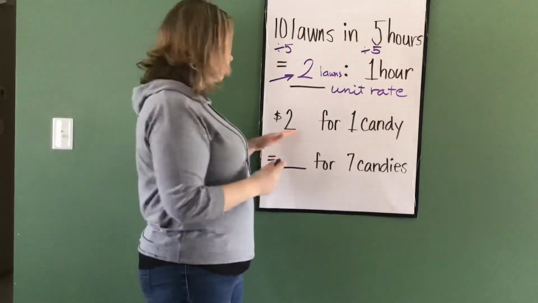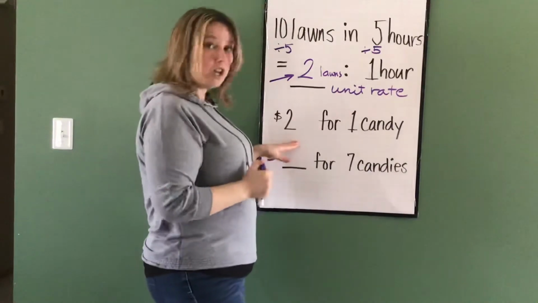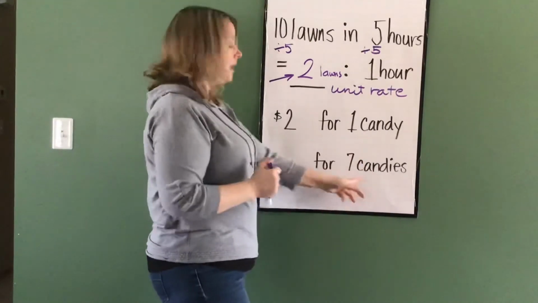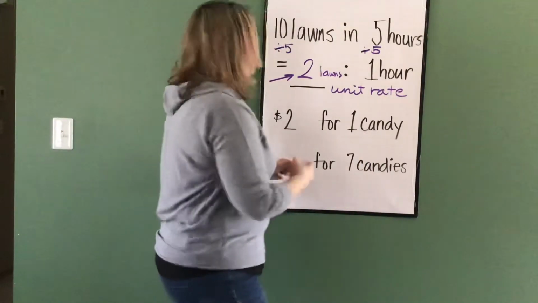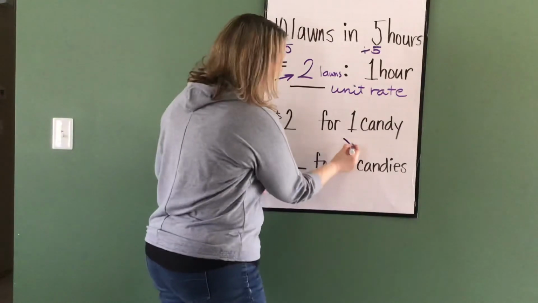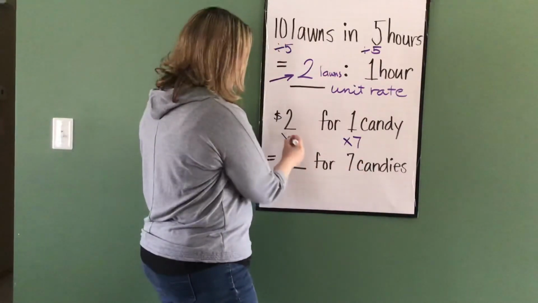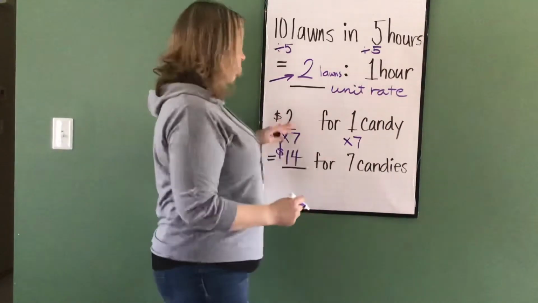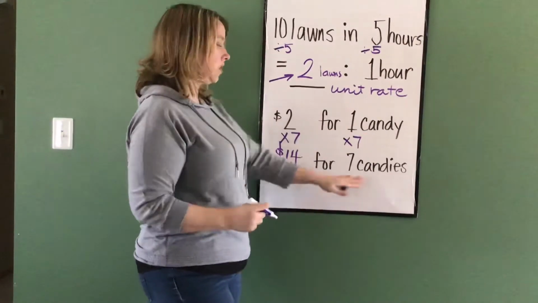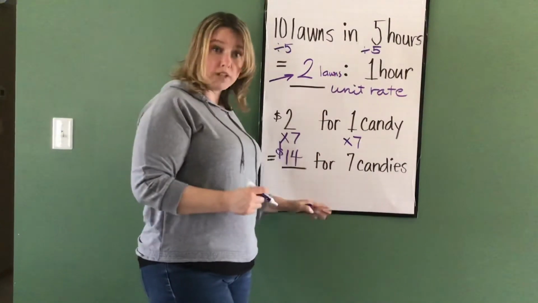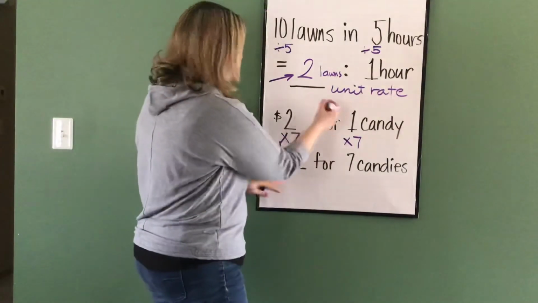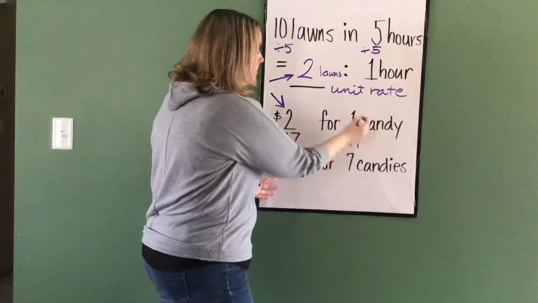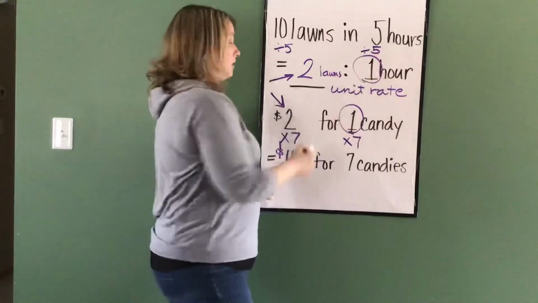Here's another example. This one's already a unit rate because I did it per 1 candy, so I paid $2 for 1 candy. Now how much am I going to pay for 7 candies? Well, in order to get from 1 to 7, I multiplied by 7. So now I have to do the same thing to the other side. 2 times 7 is 14. $14. So I paid $2 for 1 candy, and I'm going to pay $14 for 7 candies. So I created an equivalent ratio. Again, this one over here, that's the unit rate. Why is it a unit rate? Because it has 1 as one of the terms.